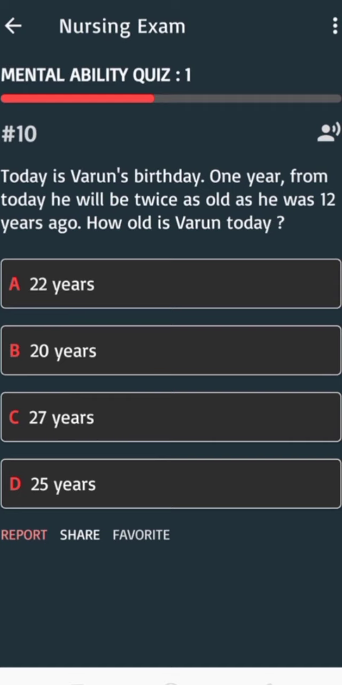Today is Varun's birthday. 1 year from today he will be twice as old as he was 12 years ago. How old is Varun today? A. 22 years. B. 20 years. C. 27 years. D. 25 years.